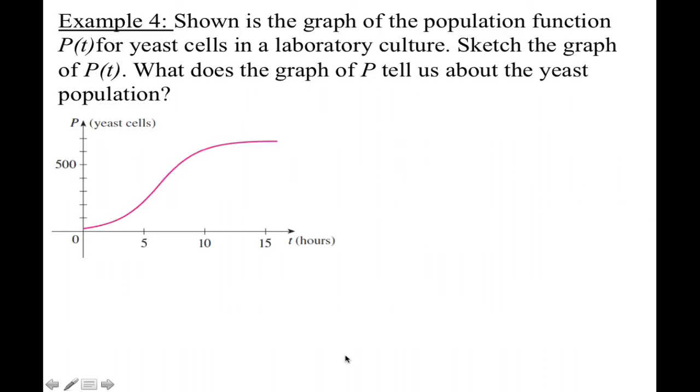Okay, now let's go ahead and look at a real-world problem and the graph. Shown is the graph of the population function, P of t, for yeast cells in a laboratory culture. Sketch the graph of, that should say P prime of t. I'm sorry, that should say the derivative. What does the graph of P tell us about the yeast population?